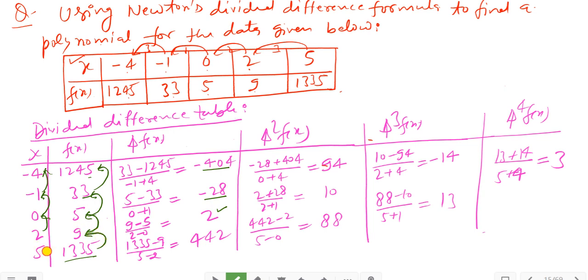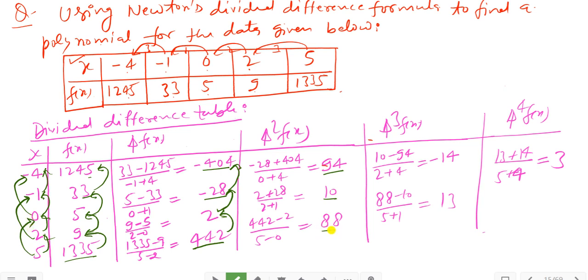1335 divided by 5 minus 2 is 442. Now the second order divided difference: -28 plus 404 divided by 0 minus -4, that is 0 plus 4, is 94. Here 2 minus -, that is 2 plus 28 divided by 2 plus 1 is 10. 442 minus 2 divided by 5 minus 0, this is 88.